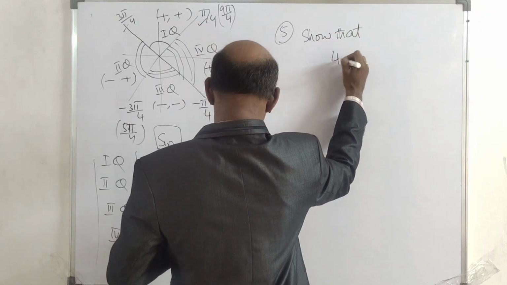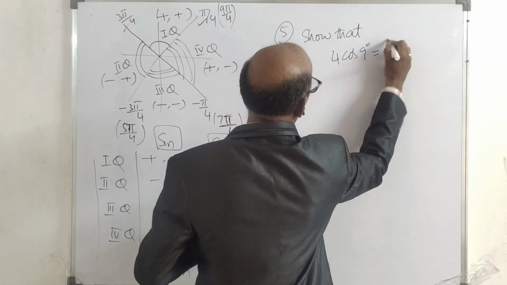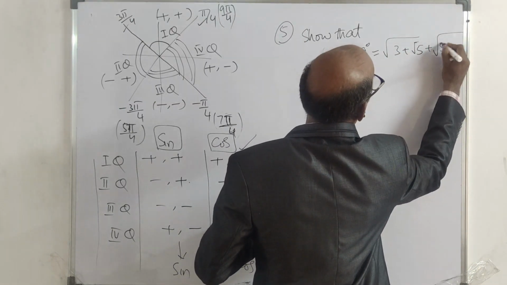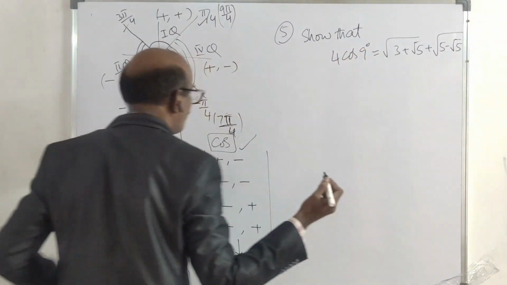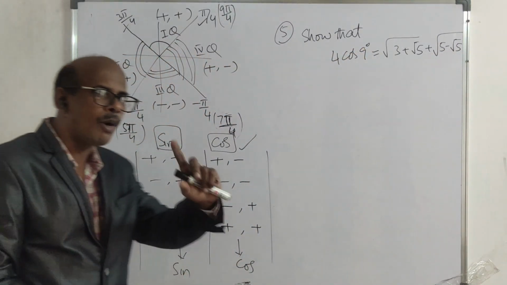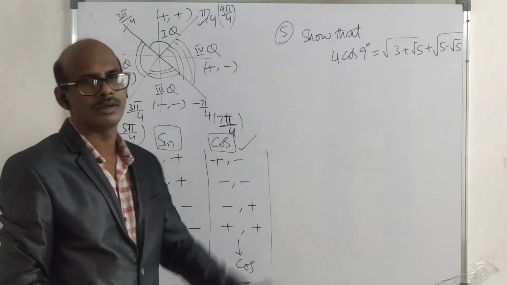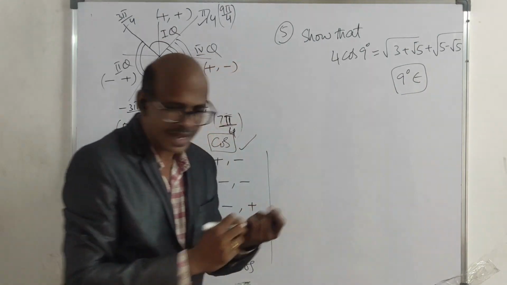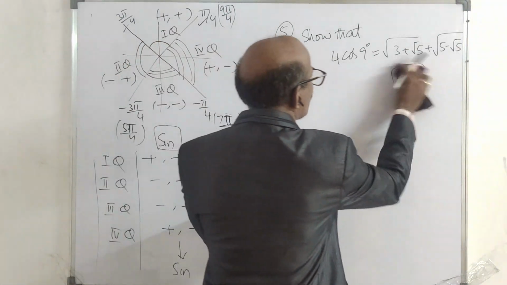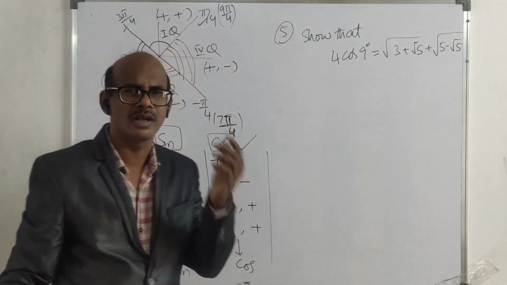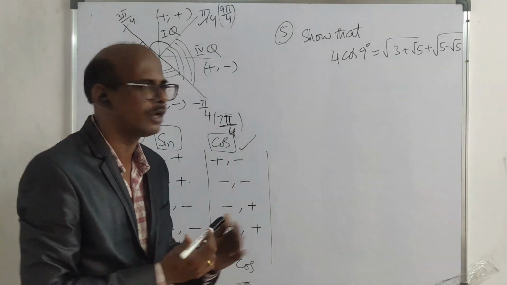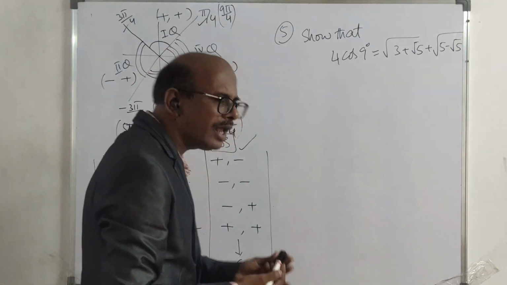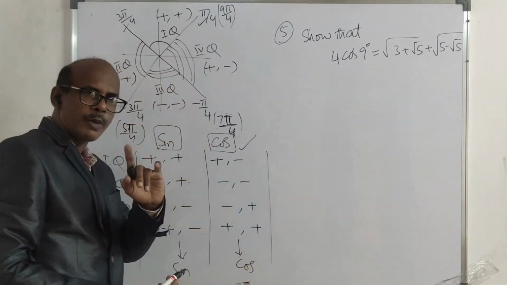Show that 4 cos 9 degrees is equal to 3 plus root 5 plus root of 5 minus. It is one application of boundaries of half angle. A good question, because 9 degrees is not a standard angle, as you know very well. There is an alternative method to pick up, but our intention from the boundaries of half angle theory and theorem is finding applications. I think you got my point.